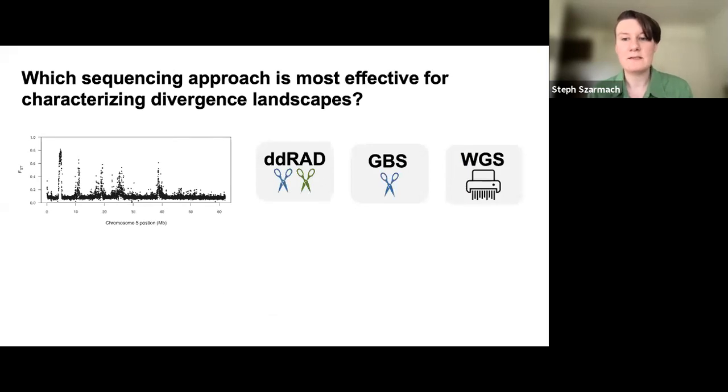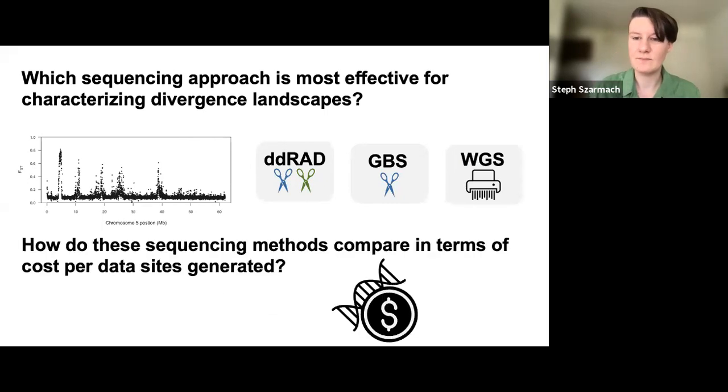This problem brings us to the 2 main questions of our study. First, we wanted to determine which sequencing method is the most effective for characterizing genomic landscapes of divergence. Second, we wanted to compare the cost-effectiveness of the sequencing methods, specifically in terms of the cost per data site generated.